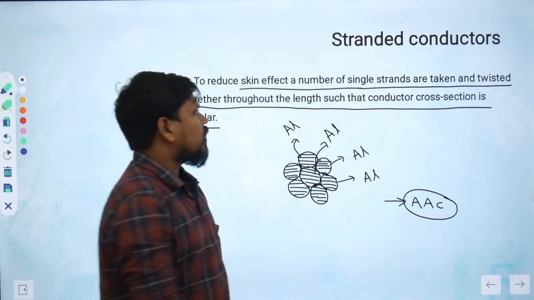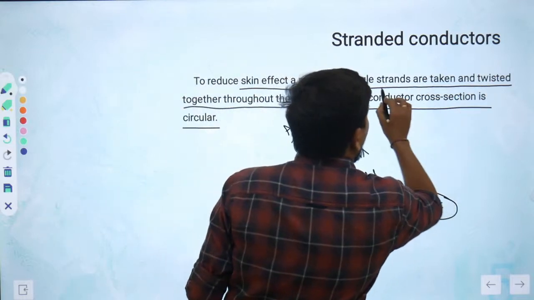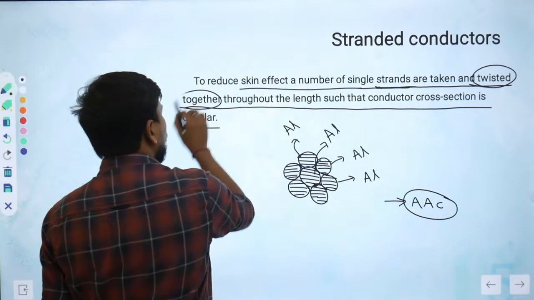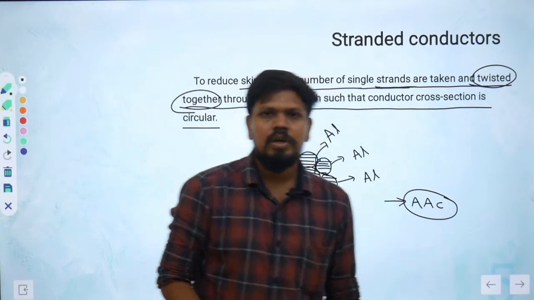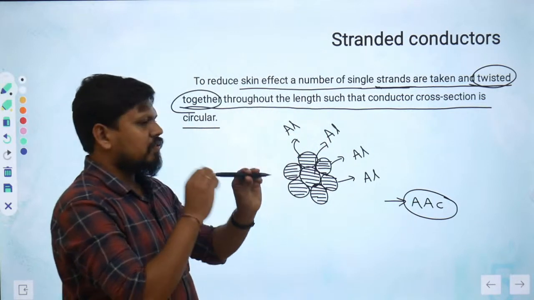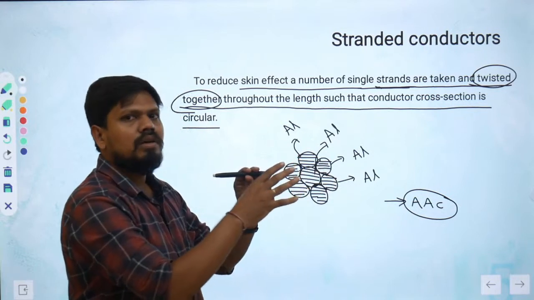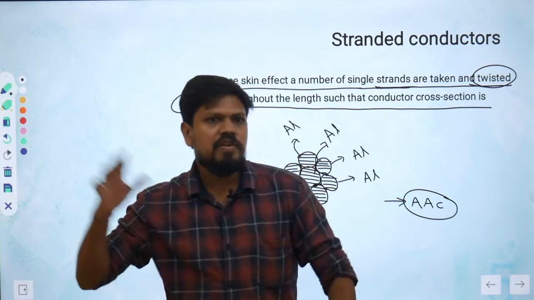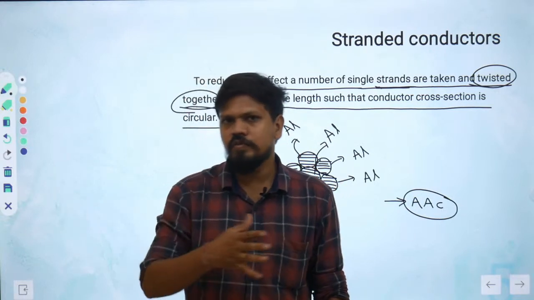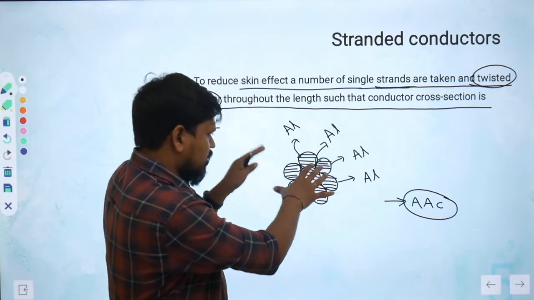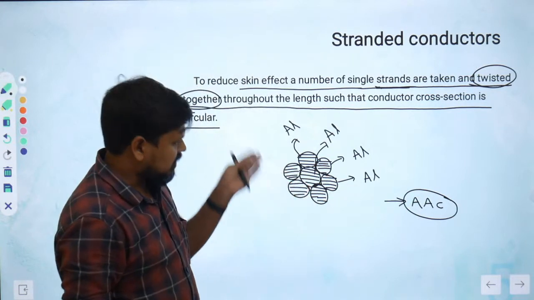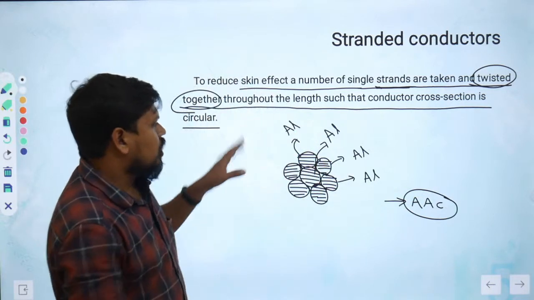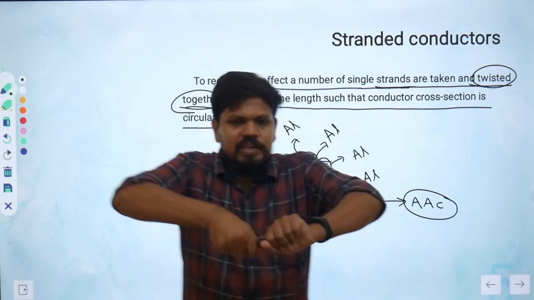And one more thing I have mentioned here: many single strands have been taken and twisted together. Why do we have to twist? Whenever many conductors are like this, they will be loosely coupled. Between them, loose coupling will be there. Whenever wind comes with high velocity, they will automatically move. We want a stable system, mechanically stable. That's why we take this many strands and twist them like this.